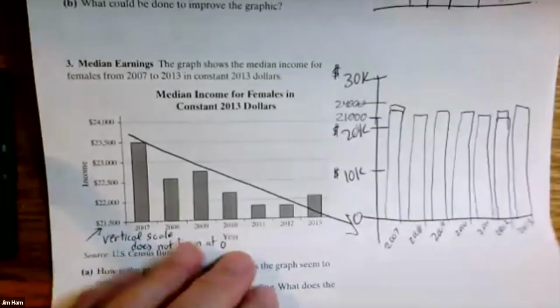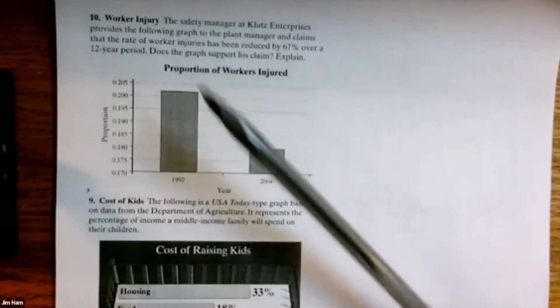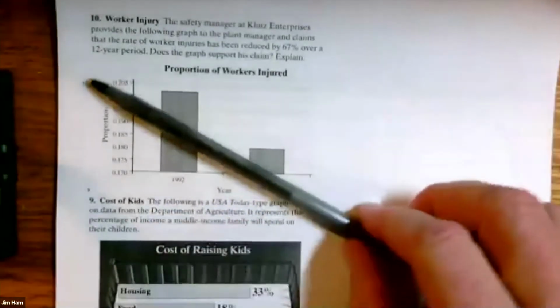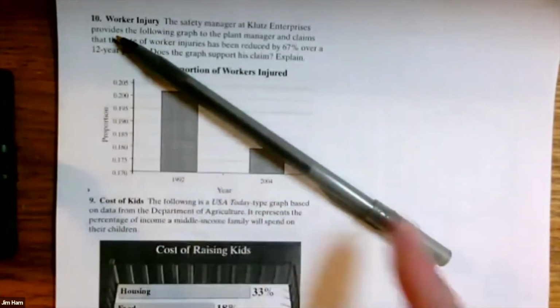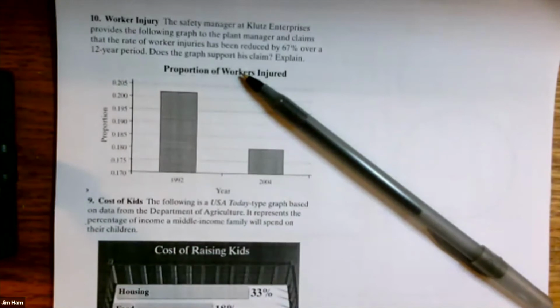Accurate, but misleading. This one has a similar situation. It looks like from 1992 to 2004, there's been a dramatic decrease in the percentage of workers that are injured.